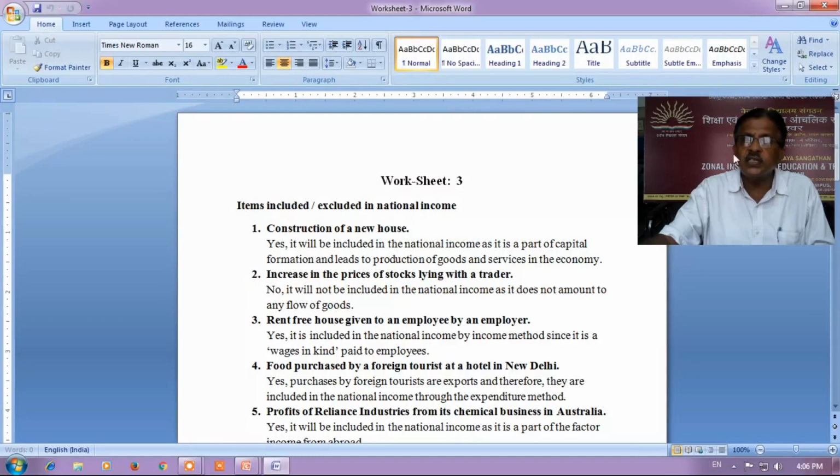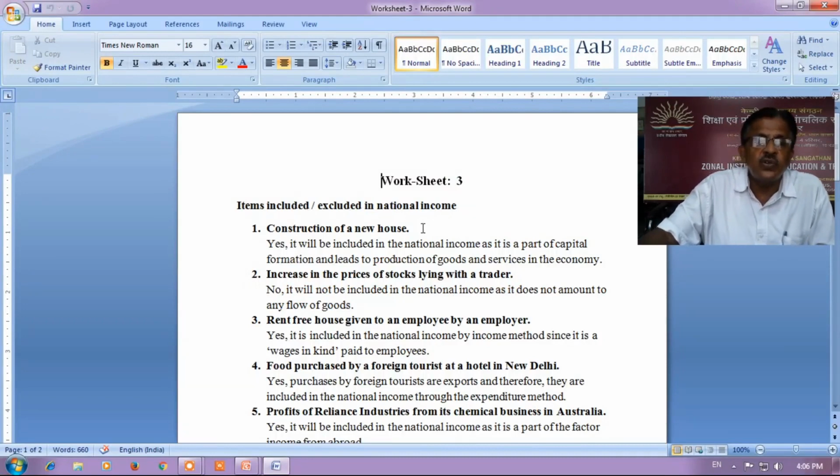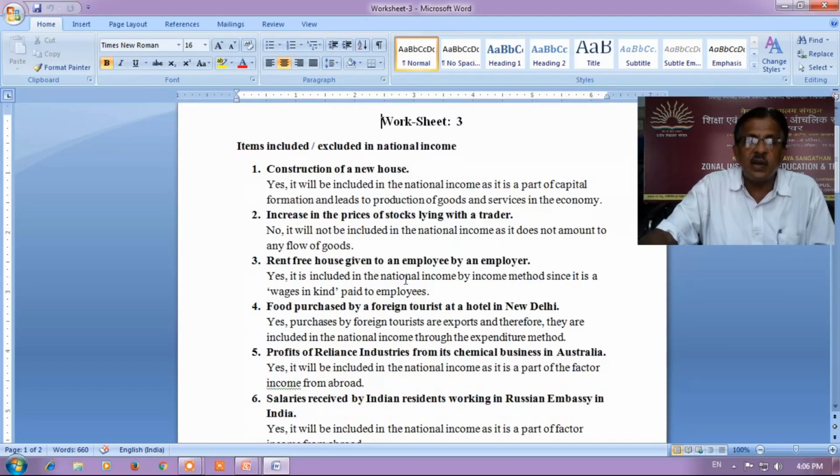Let us see this worksheet. Some are questions related to national income and some questions will be related to domestic income. Items included or excluded in national income. The first statement here is construction of a new house. Yes, it will be included in the national income as it is a part of capital formation and leads to production of goods and services in the economy.